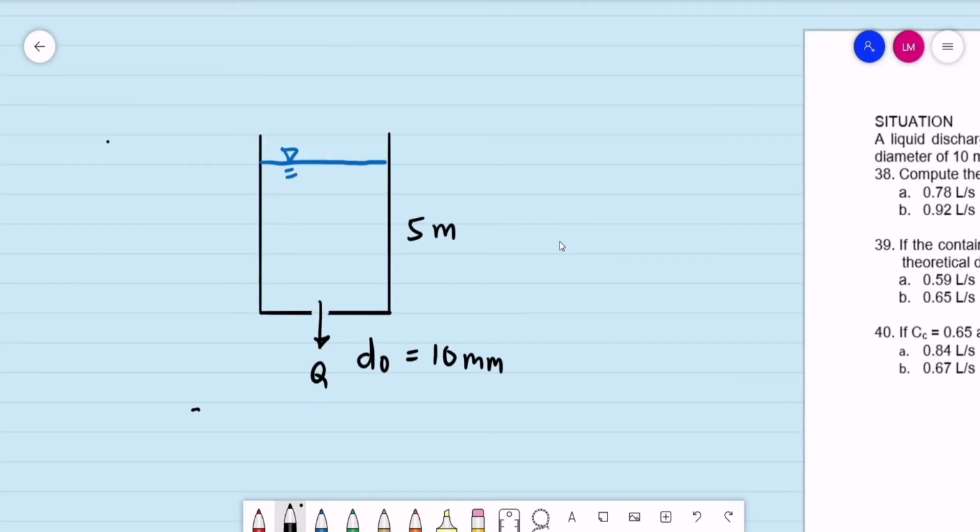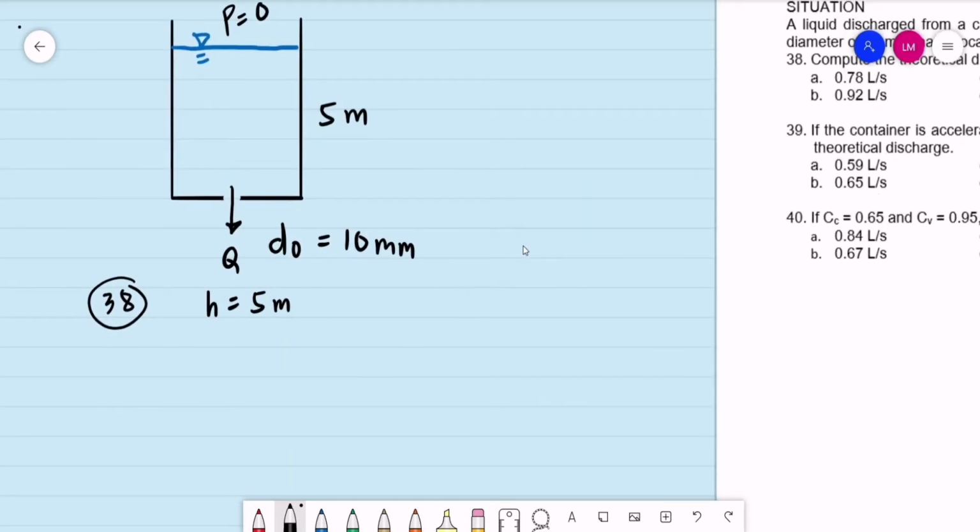Tapos, dun sa number 38, wala naman siyang nabanggit din na pressure sa liquid surface. So we assume that to be 0. So, pwede natin gamitin na yung total head above the orifice is simply the same as the 5 meters. And nabanggit rin sa 38, theoretical discharge. So, theoretical discharge is yung area ng orifice times the theoretical velocity. So the theoretical discharge is equal to the area of the orifice times the square root of 2g times h. So 10 mm or 0.01 meter.